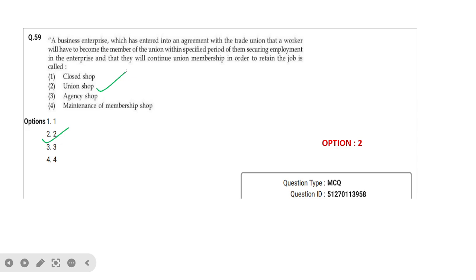A business enterprise which has entered into an agreement with the trade union that a worker will have to become a member of the union within a specified period of securing employment in the enterprise, and they will continue to be a member of the union in order to retain their job.